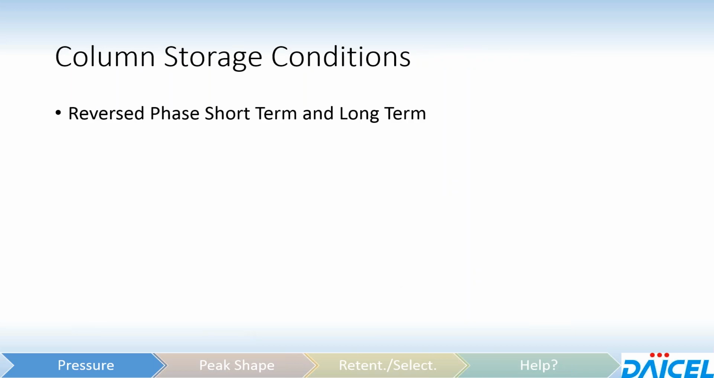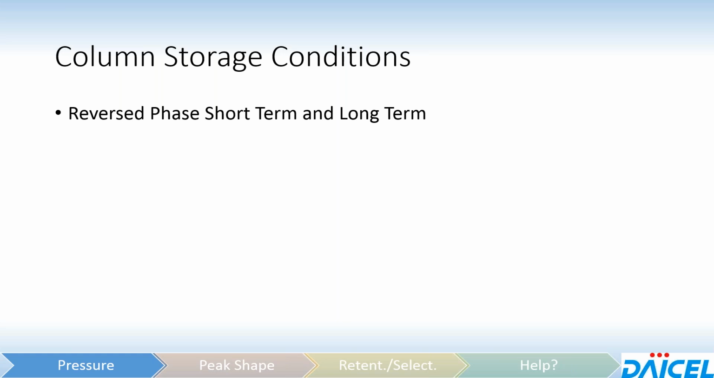Now, this next section, the column storage conditions, I wasn't really sure where I wanted to put, but I think it fits best with pressure issues, because most of the time, improper storage of the column ends up resulting in high pressure, primarily because there are components either in the sample or in the mobile phase that end up precipitating out over time. So I throw the column storage conditions in here in the pressure issue.